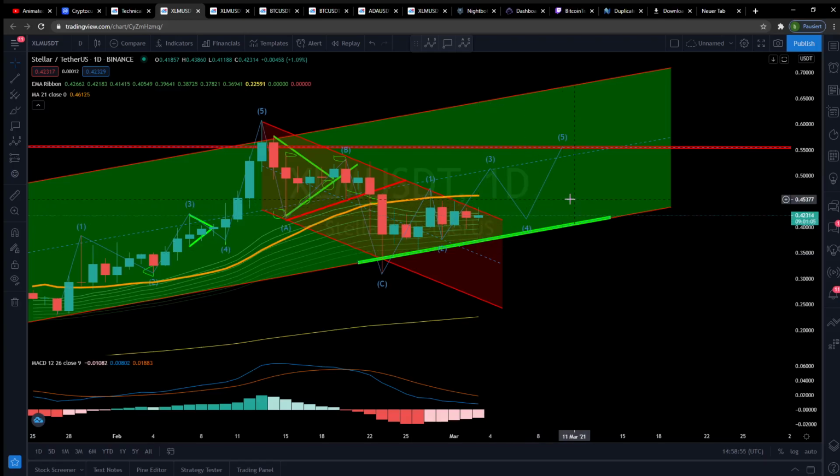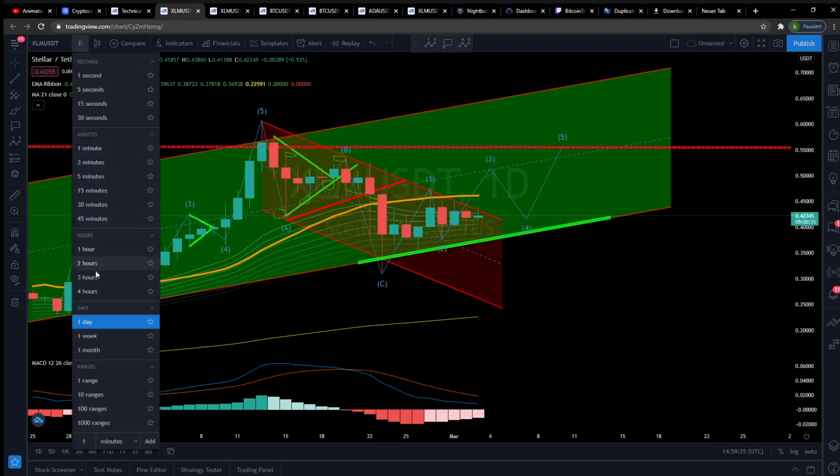And the MA21 is our resistance on the daily chart for XLM, for Stellar, and Stellar is fighting against this. You can see it also here. It spiked through here, not, and here, not. It's fighting against this EMA 21 line, and this is a big resistance for XLM for the moment. Stellar is in the ribbon band, fighting in the ribbon band on the daily, but this MA21 is a very big resistance.